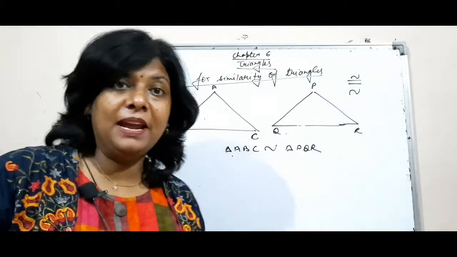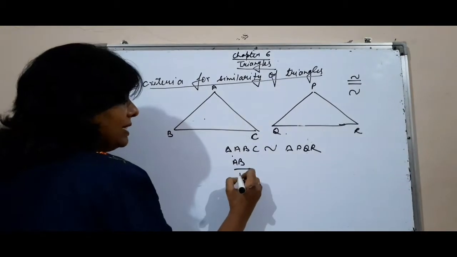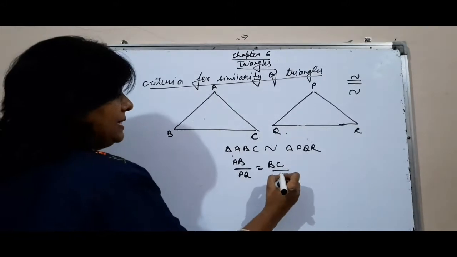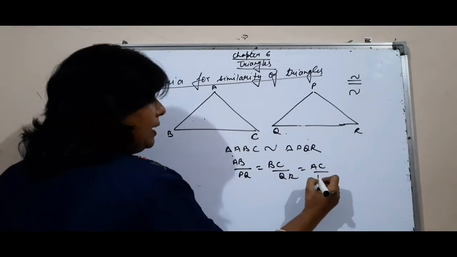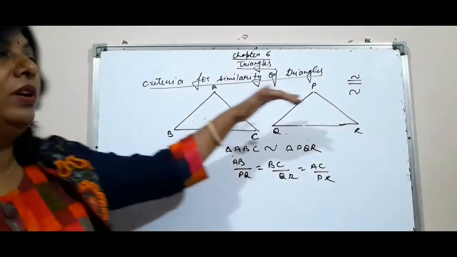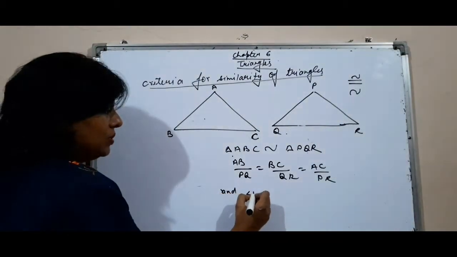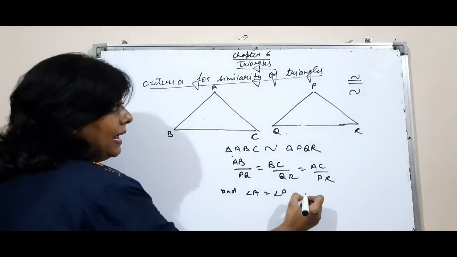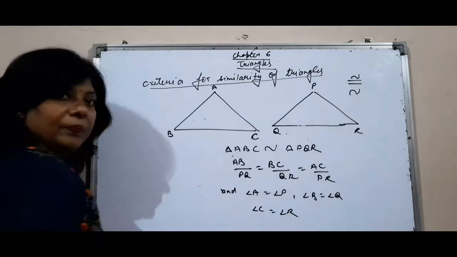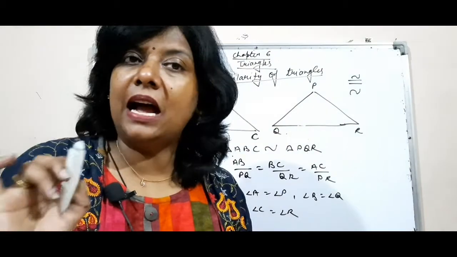When their shape is same, it means its corresponding sides are in proportion. All the corresponding sides are in proportion. BC upon QR equals AC upon PR. Its corresponding sides are in proportion, and moreover, its angles are also equal. Angle A equals angle P, angle B equals angle Q, angle C equals angle R. It means all its sides are in proportion and its angles are equal.